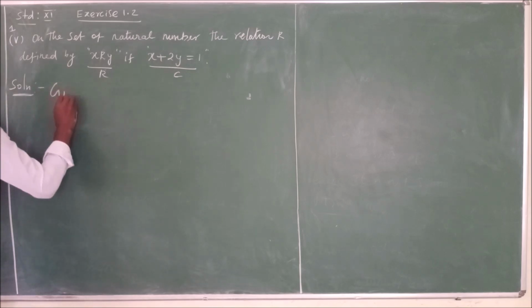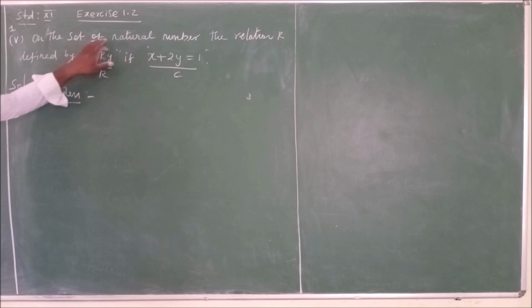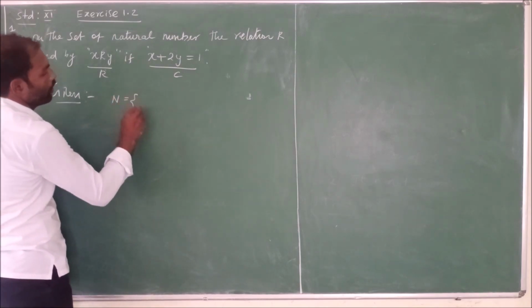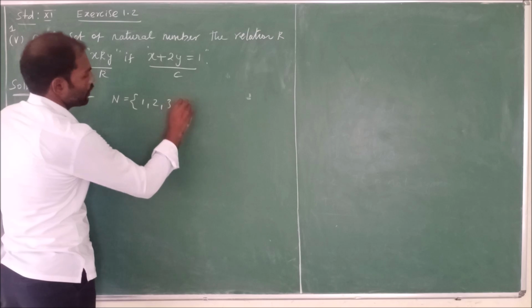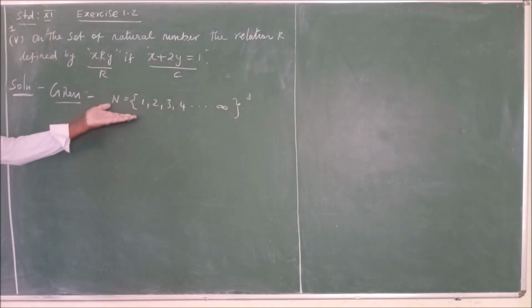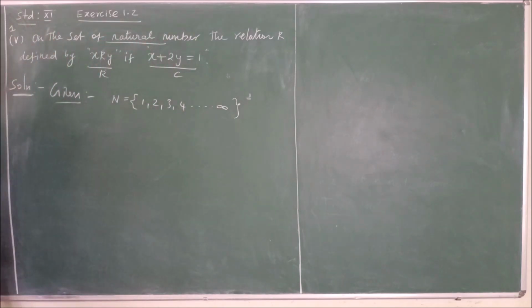What is given? The given data is on the set of natural numbers. The set of all natural numbers is N, equal to 1, 2, 3, 4, etc., up to infinity. This is the given set of all natural numbers. So we state N equal to 1, 2, 3.